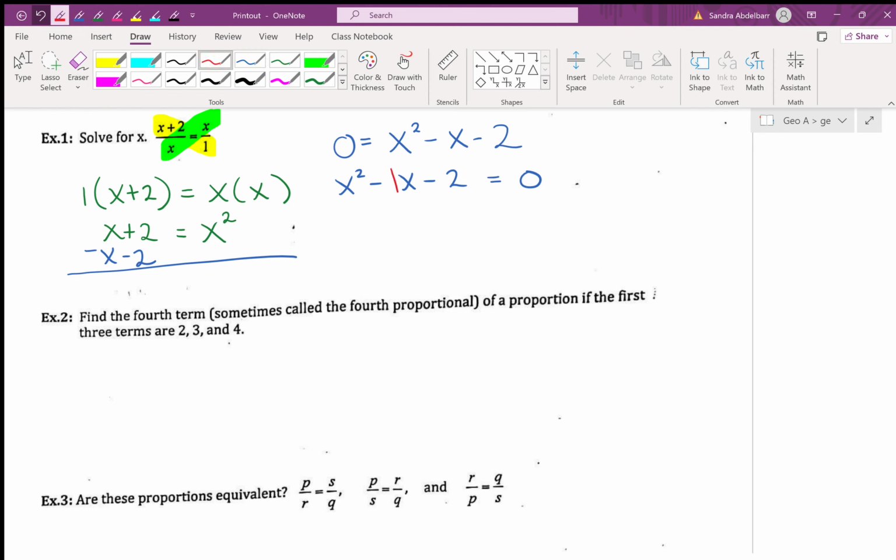Now remember, there's really a 1 in front of this x. So when you come to factor it, refresher here, you need 2 numbers that multiply to the last number, including the sign, and the same 2 numbers have to add to the middle coefficient.